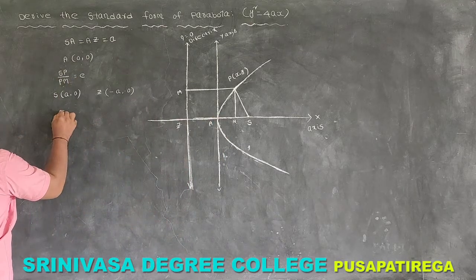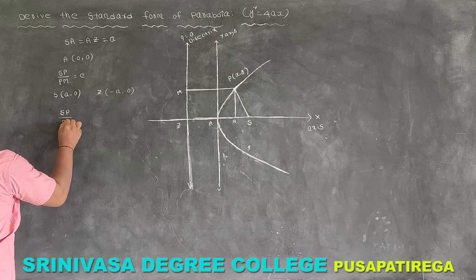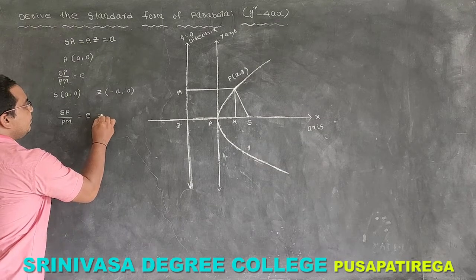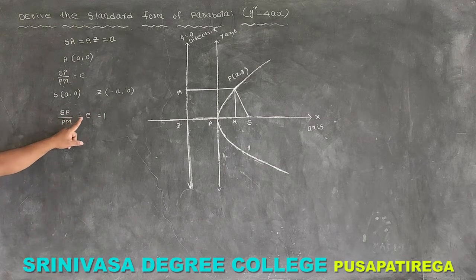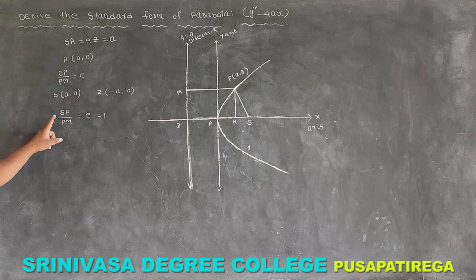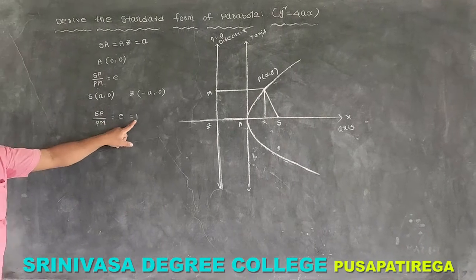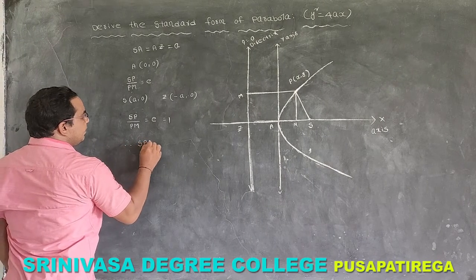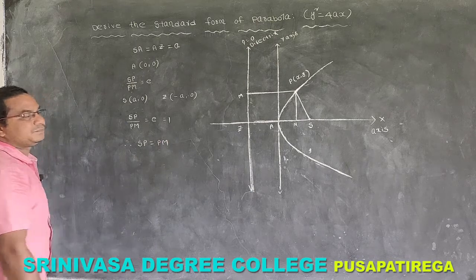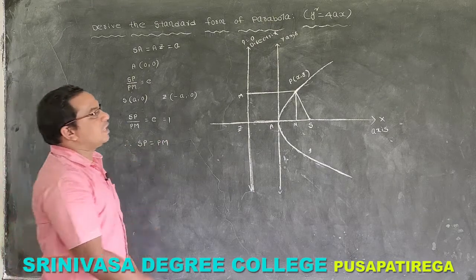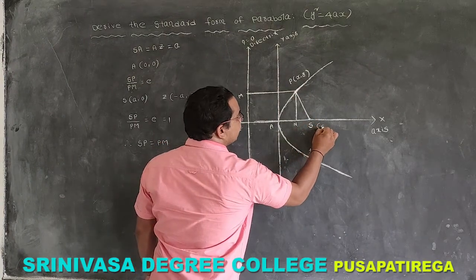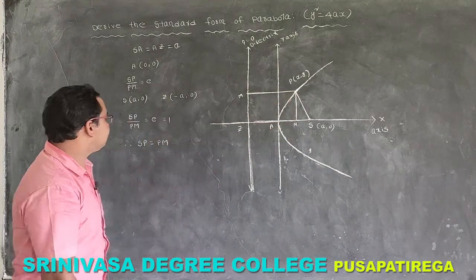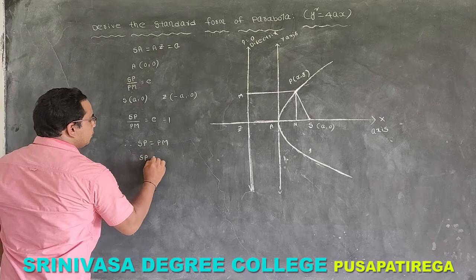So the constant ratio SP by PM is equal to E, called eccentricity. For parabola, eccentricity E is equal to 1. If the eccentricity E is equal to 1, then the conic is called parabola. If SP by PM is equal to 1, then SP is equal to PM. SP means the distance between the points S and P. The coordinates of S are (a, 0). Now we have to find the distance between these two points.